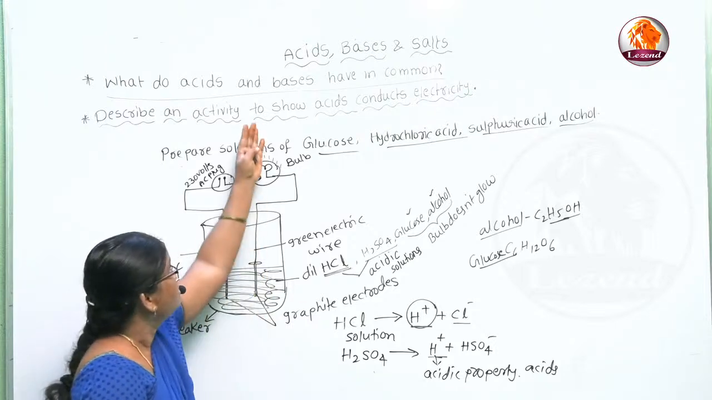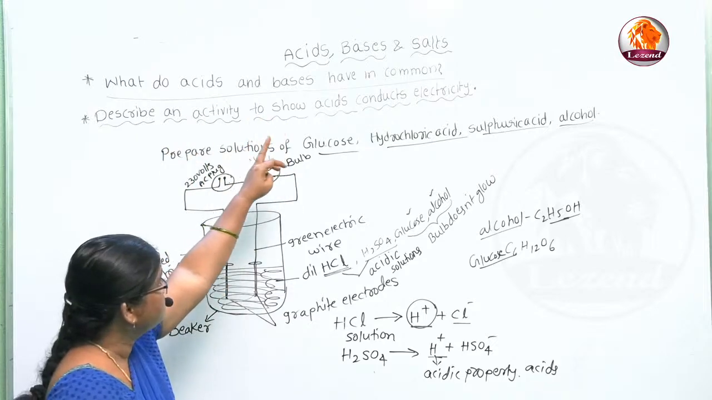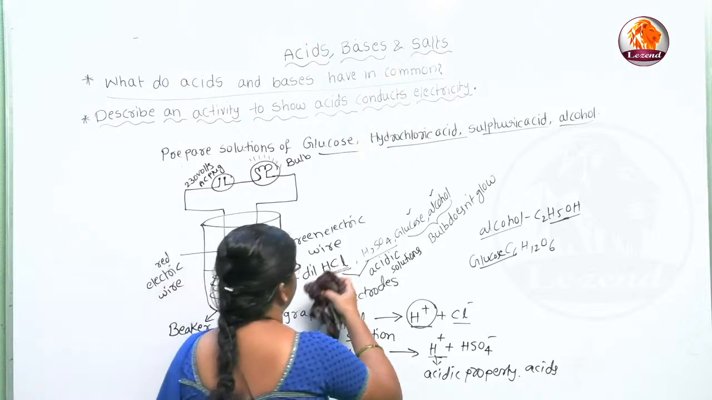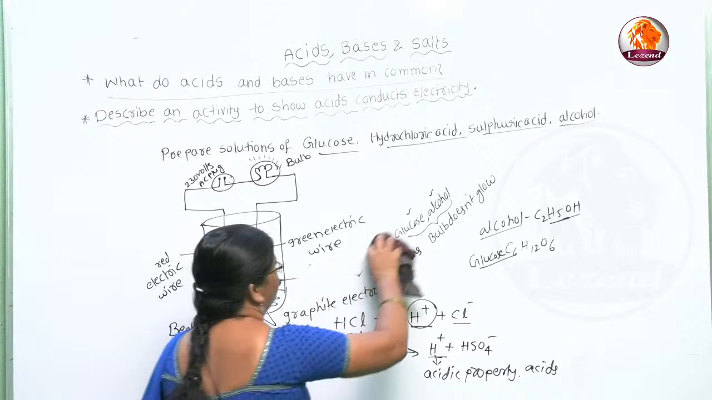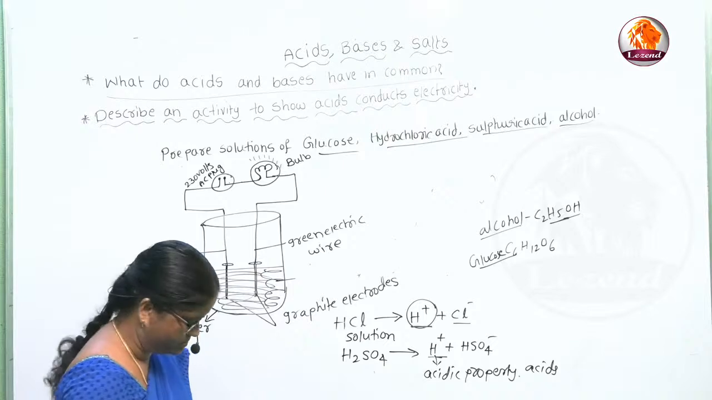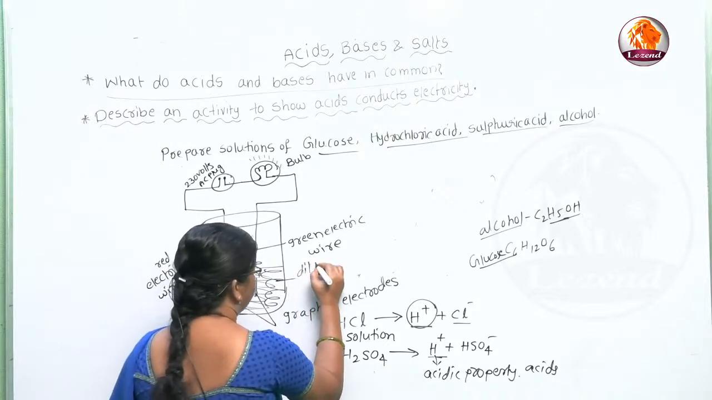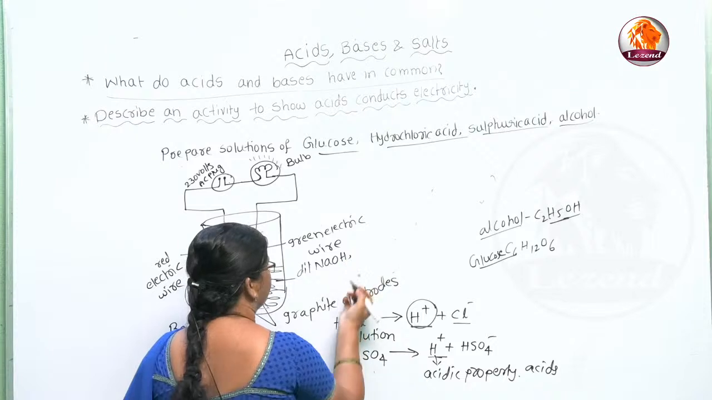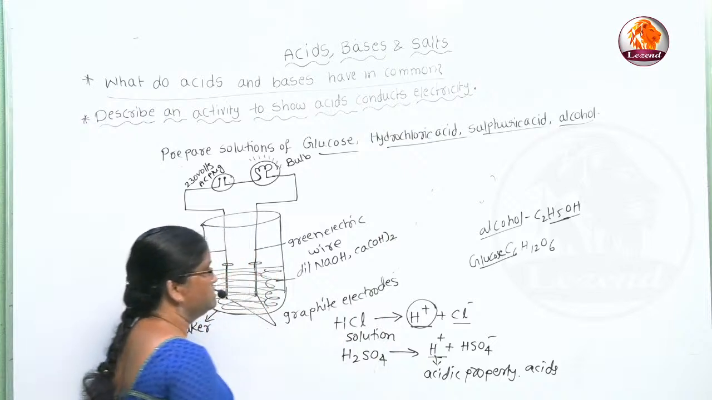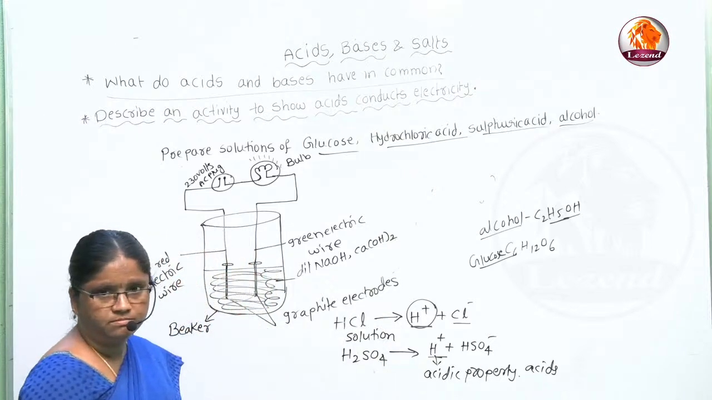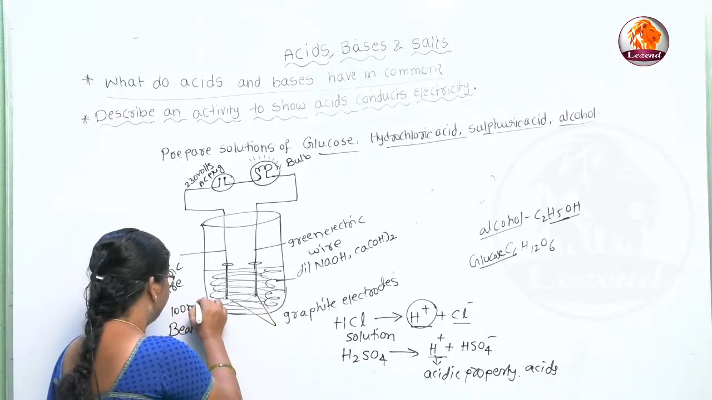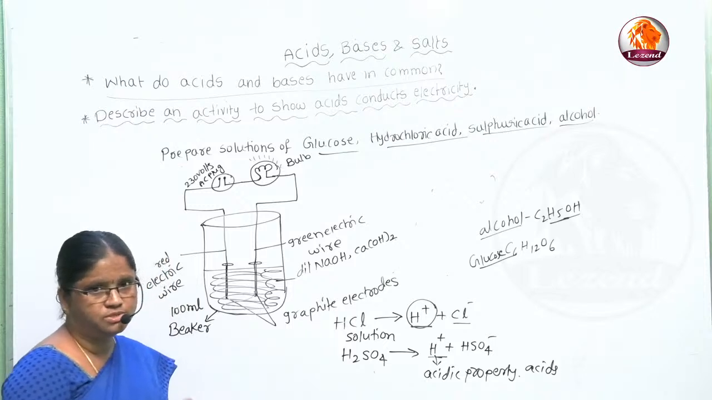So here our topic is what acids and bases have in common. In the same way, we have to consider different bases instead of dilute hydrochloric acid: sodium hydroxide, calcium hydroxide. Like this, we take different bases in a 100 ml beaker, and every time we observe whether the bulb glows or not.